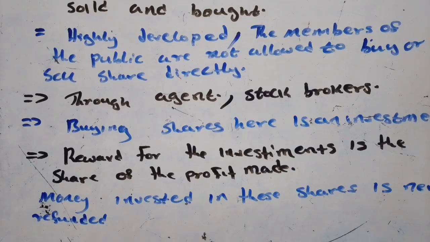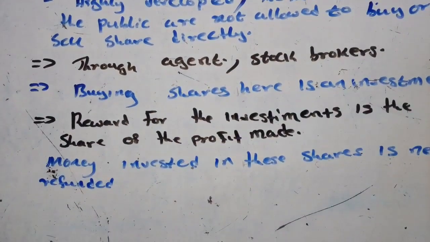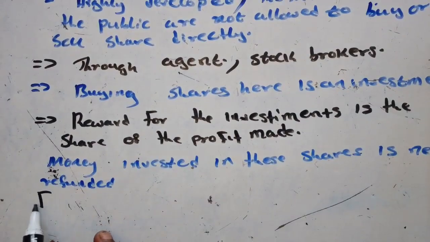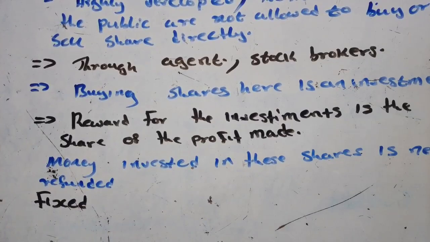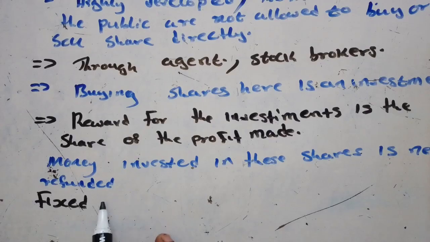And this capital that the company gets from the money that you invested is used by the company to buy fixed assets. So the company will use that invested money to buy fixed assets. So where do the fixed assets come from? They come from the money that the shareholders invest in the shares.